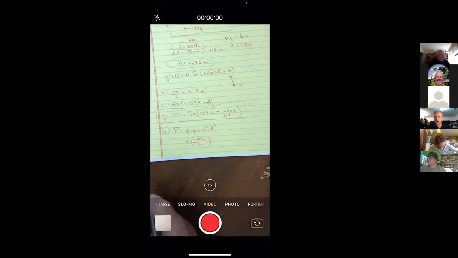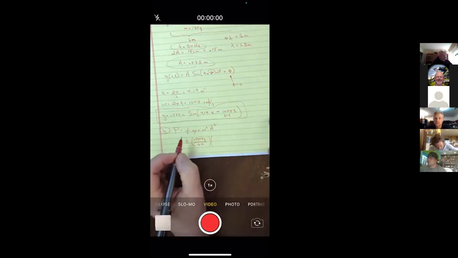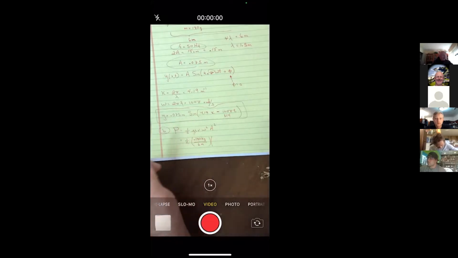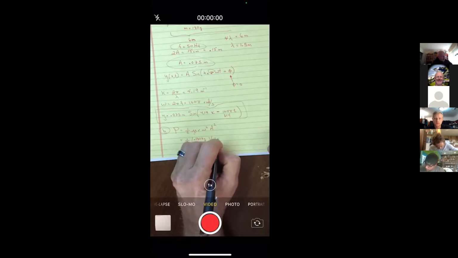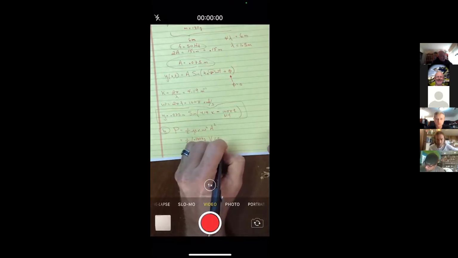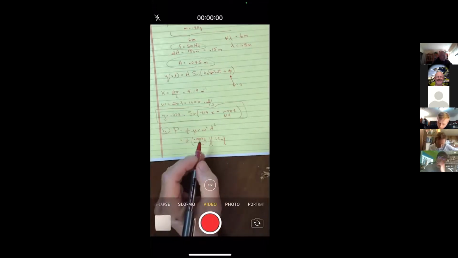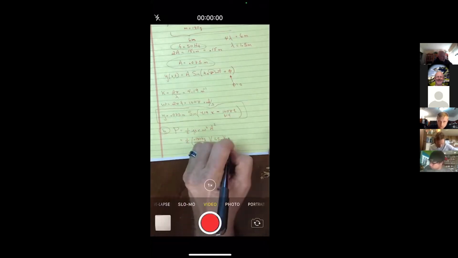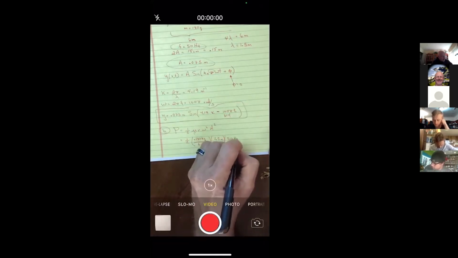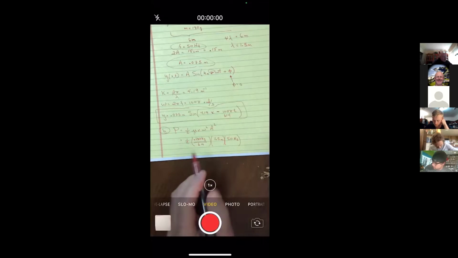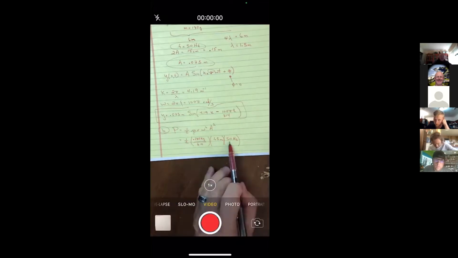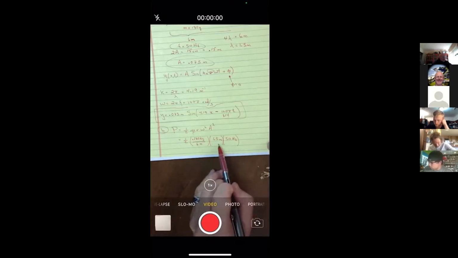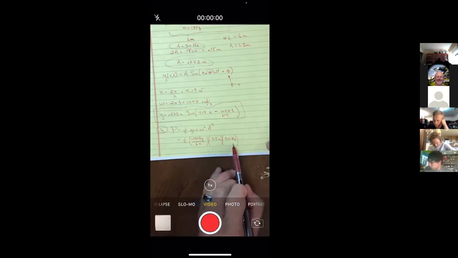And the velocity, I guess we haven't done velocity, but the velocity is the wavelength times the frequency. So the wavelength is 1.5 meters, and the frequency is the 50 hertz. So 50 times 1.5, that's 75. So this speed's going to be 75 meters per second.